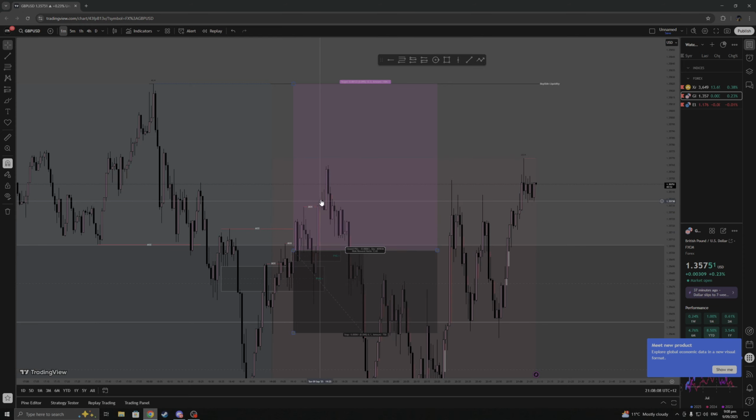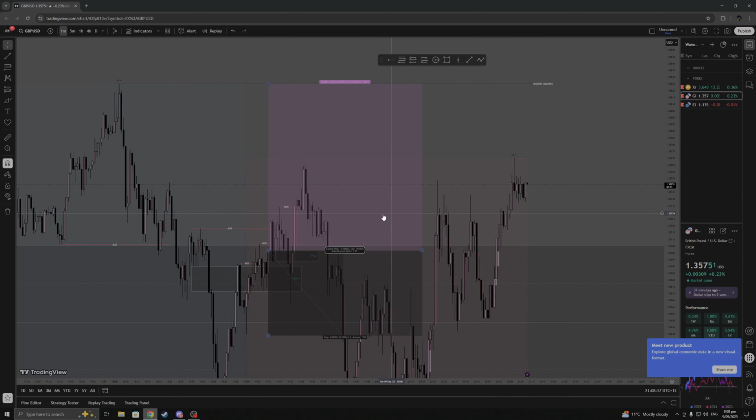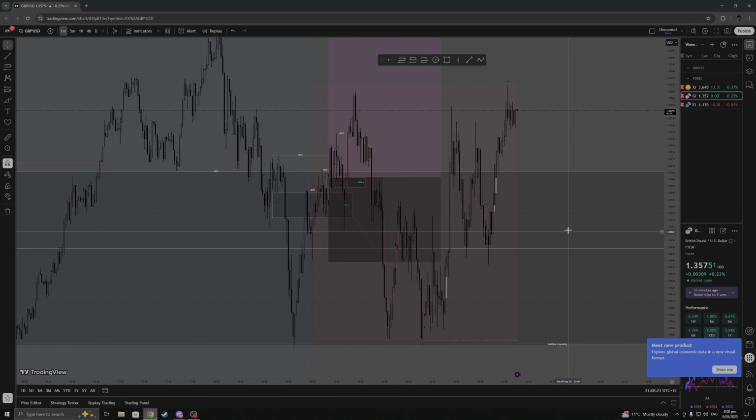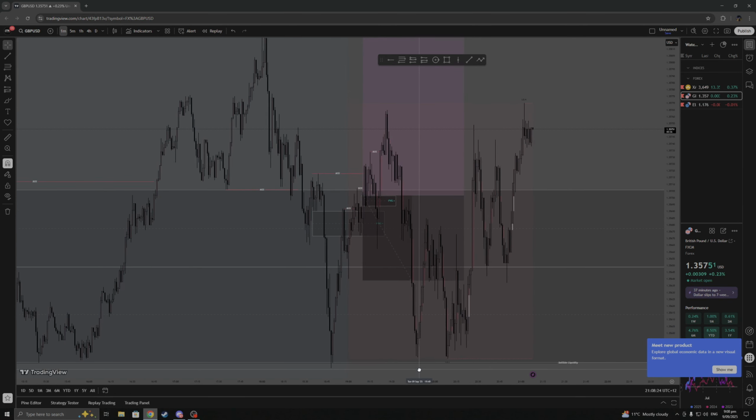So by the time we had the displacement up, my stop loss was already at break even, making this a risk-free trade because ideally, if this fair value gap fails, we could be coming down lower to take out these lows.